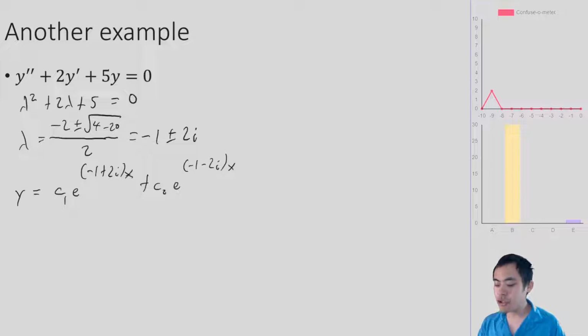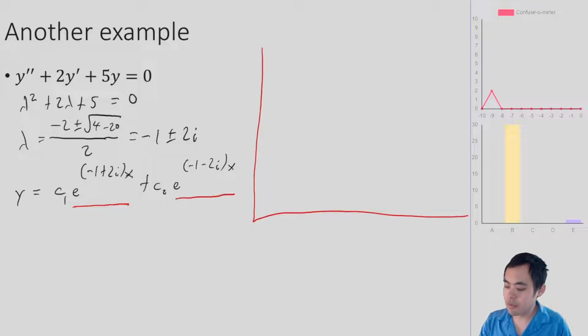And that's because we had two independent solutions, right? Another way of thinking about it is we had two different solutions, e^((-1+2i)x) and e^((-1-2i)x). But what if we could come up with two other solutions?